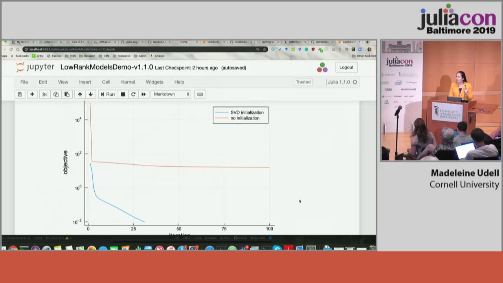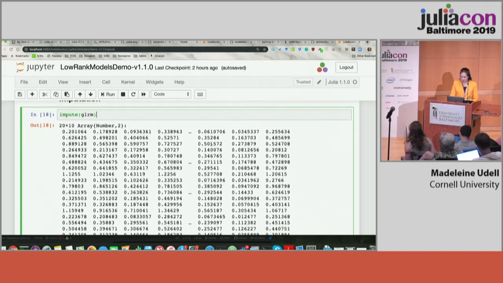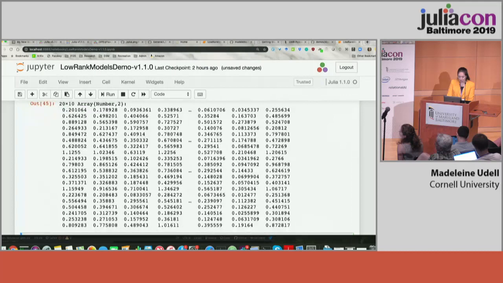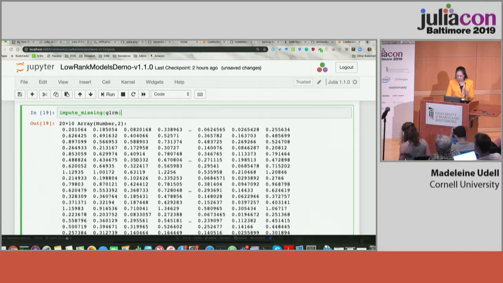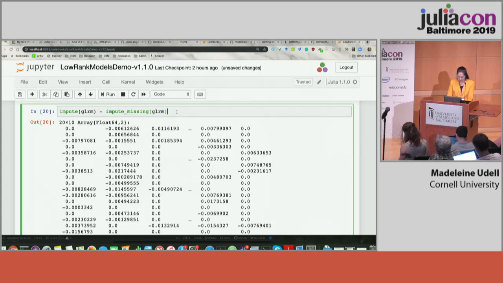If I want to impute the entries from this model, I can call impute on the generalized low-rank model, and it gives me imputations for every entry. That includes imputations for the entries that I actually saw. So if I thought that they were noisy, maybe I would prefer these imputations. But if I only want imputations for the entries that were missing, I can call impute missing. Great, okay. And I can look at the difference, and the zeros in that difference are exactly the observed entries.